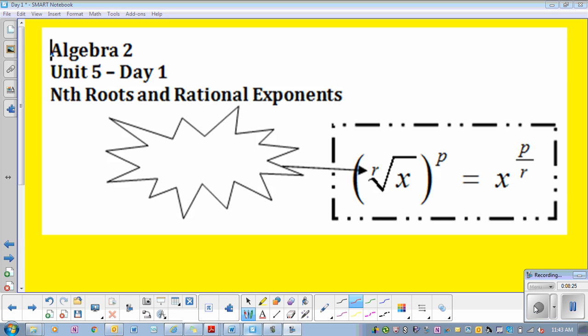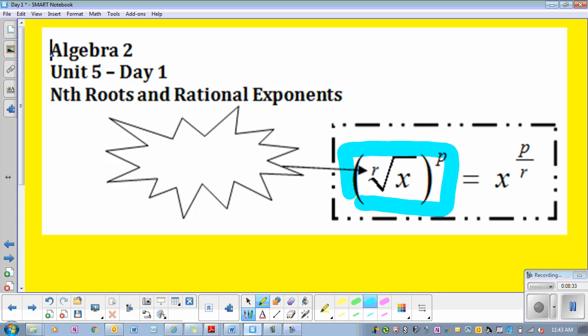So this means that you could have something written this way, right here: the rth root of x to the p power. But you can take that and rewrite it so the x comes out. You have x to the power over r. This r is your root, but is also called the index.